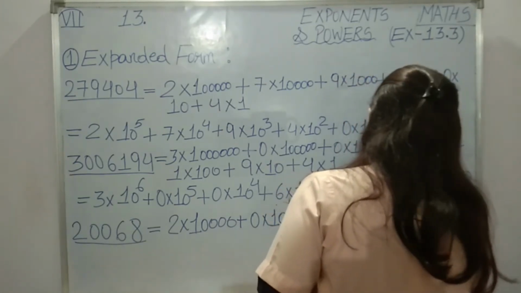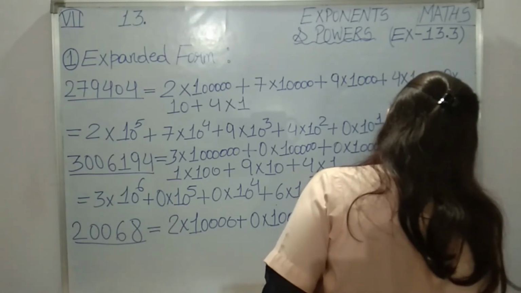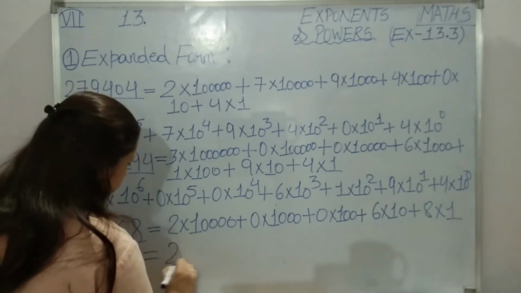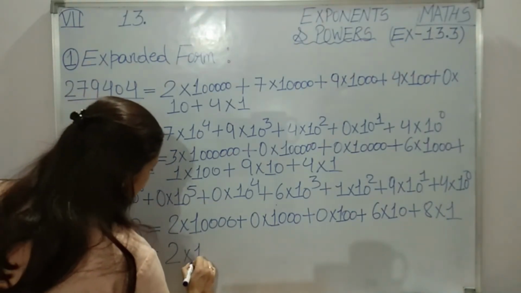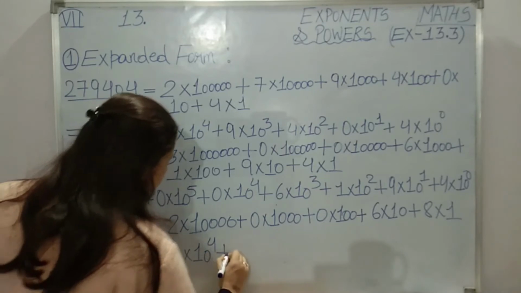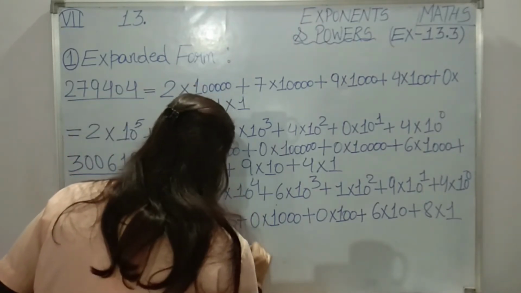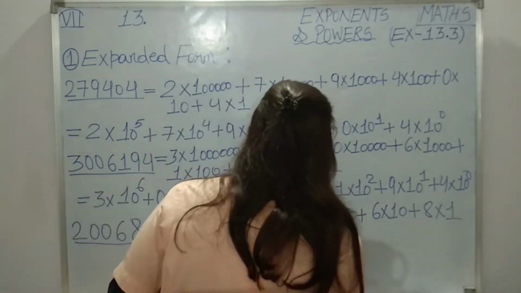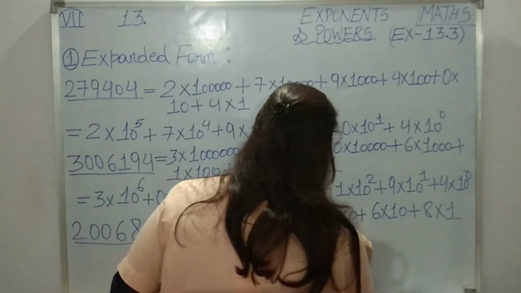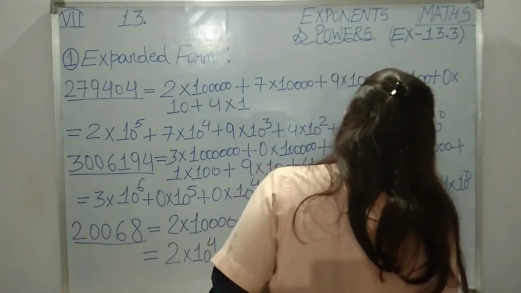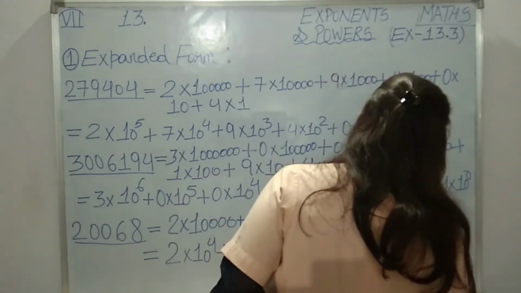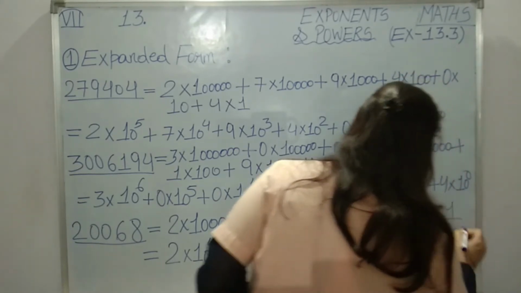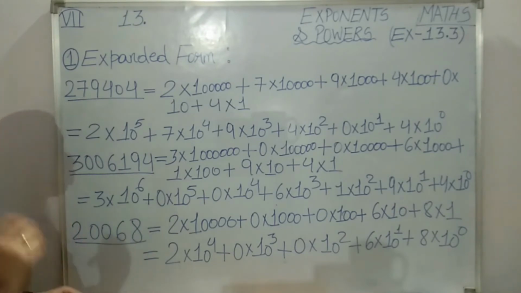Then 6 into 10 plus 8 into 1. Okay, students. Now 2 into 10 raised to the power 4 plus 0 into 10 raised to the power 3 plus 0 into 10 raised to the power 2 plus 6 into 10 raised to the power 1 plus 8 into 10 raised to the power 0. Same thing, students. Now one more thing I will explain to you.